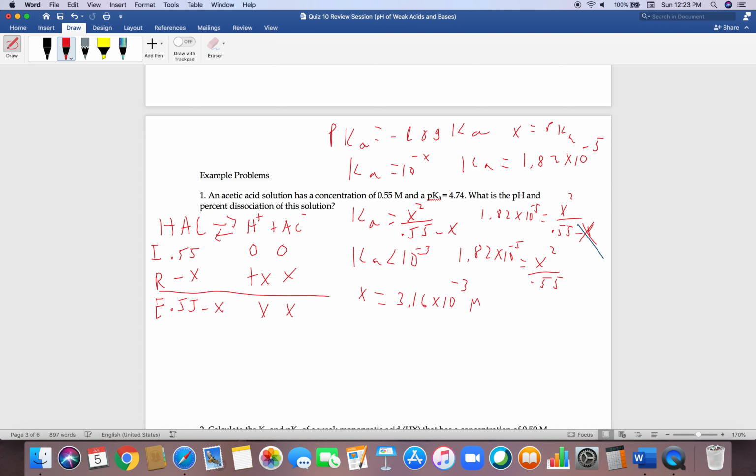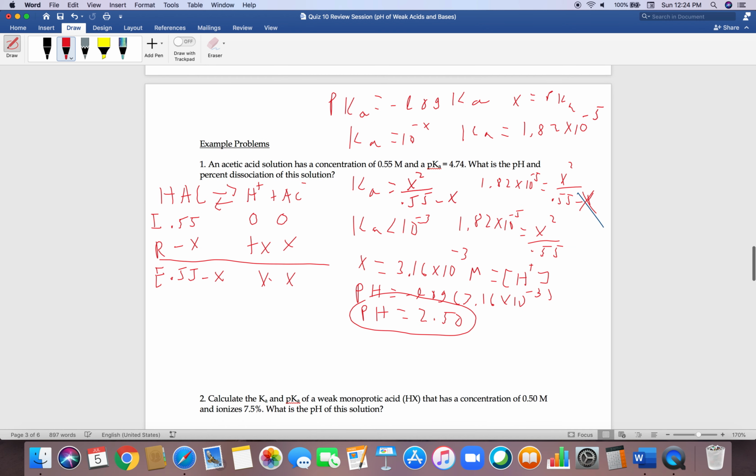But what is this actually? This is actually my hydrogen ion concentration. So this is equal to my H plus concentration, because remember that Ka expression, these two values are equal, and that's my x, which we solved for, so that's my hydrogen ion concentration. So I can now find my pH, which would be the negative log of 3.16 times 10 to the negative third. So my pH equals 2.5. So that's the first part here.